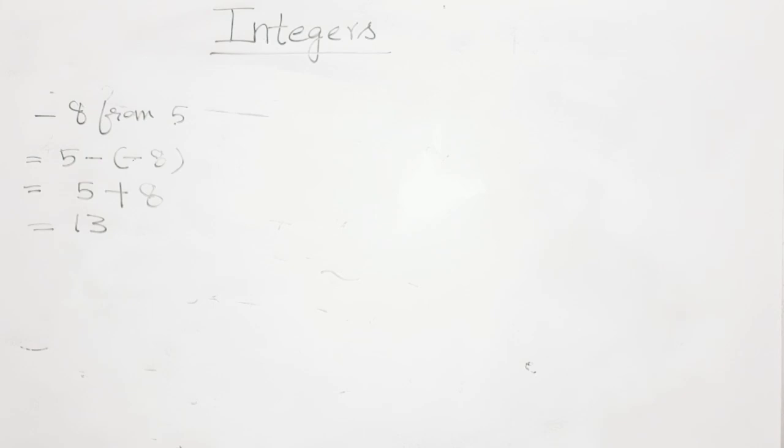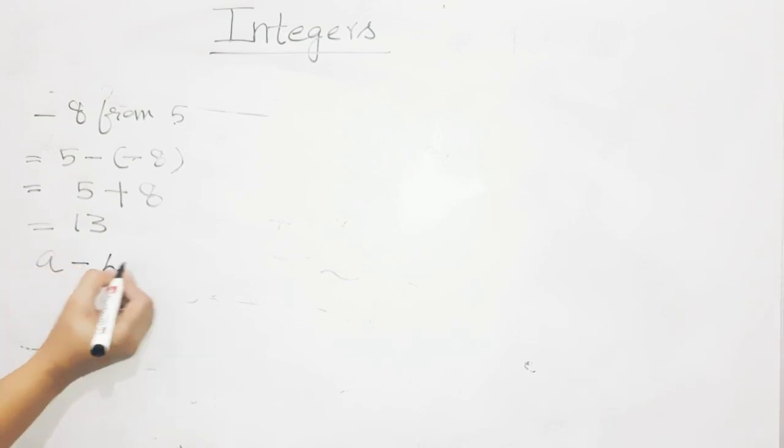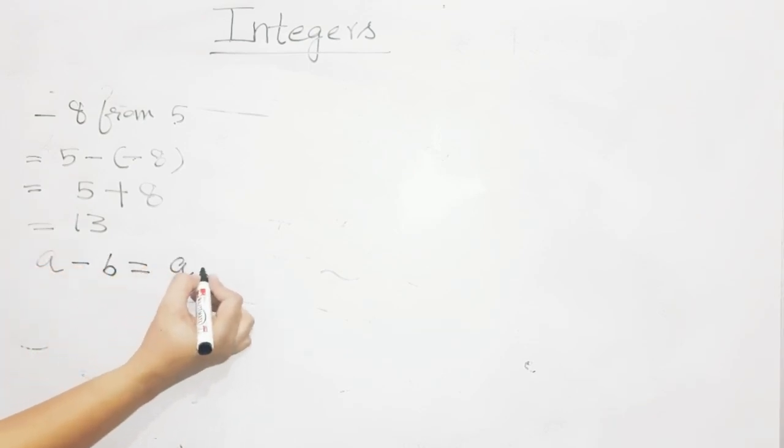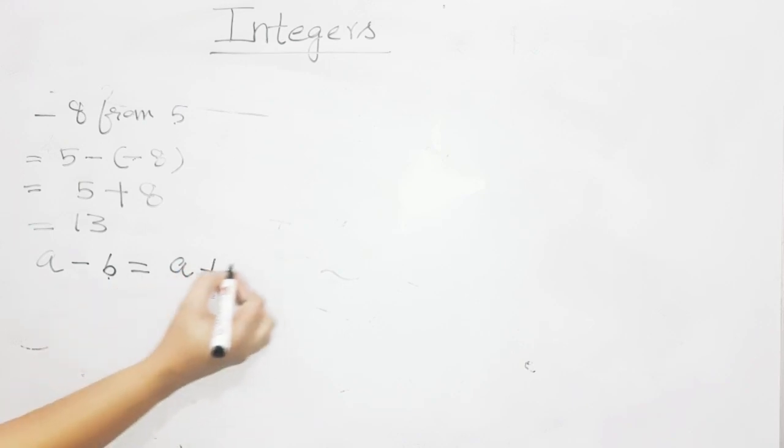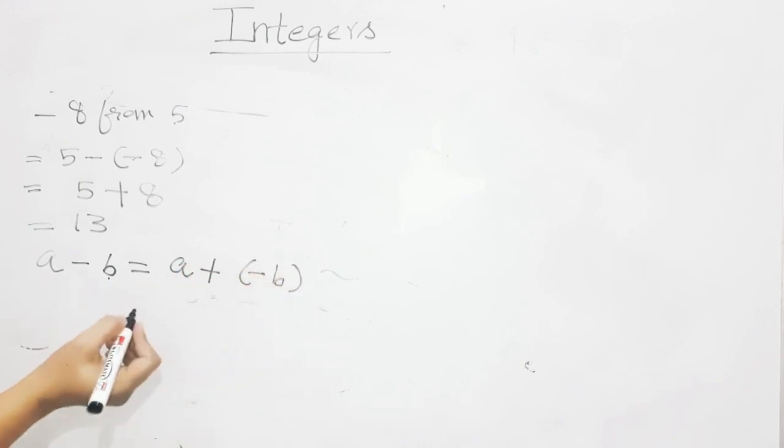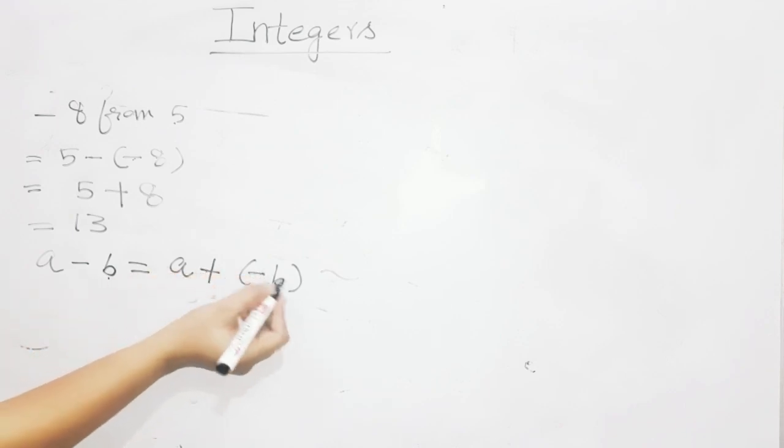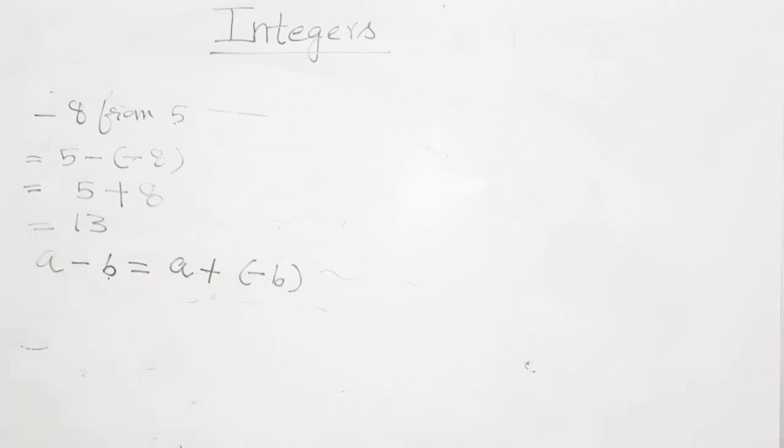To subtract one integer from another, we take the additive inverse of the integer to be subtracted and add it to the other integer. Now what does this mean? यानी कि अगर हमें किसी इंटीजर को दूसरे इंटीजर से सब्ट्रैक्ट करना है, that is a minus b, हम क्या करते हैं, एक इंटीजर को दूसरे इंटीजर के एडिटिव इनवर्स में ऐड कर देते हैं. Can we write like this, because plus minus is minus, so we can write like this also. तो अगर हम किसी दो इंटीजर्स को सब्ट्रैक्ट कर रहे हैं, that means that we are adding the additive inverse of the integer, right.